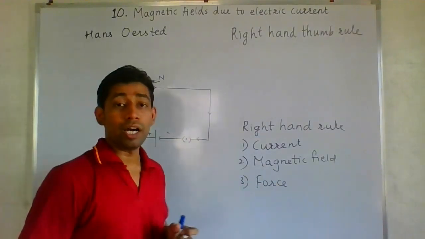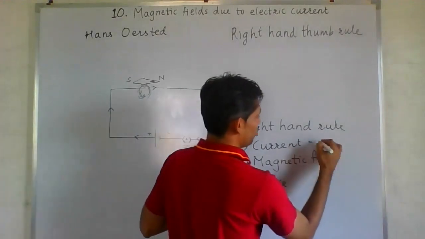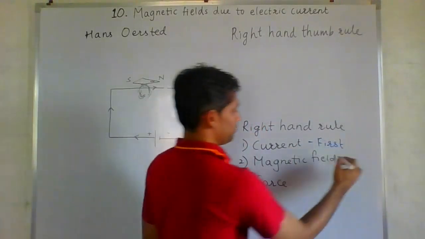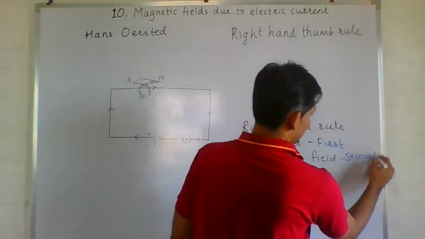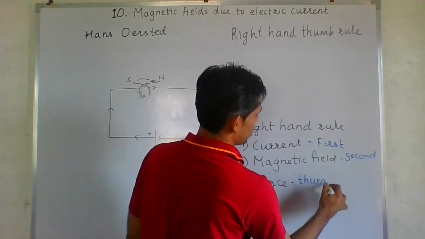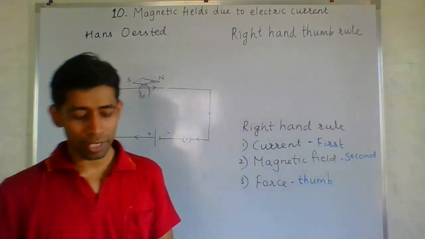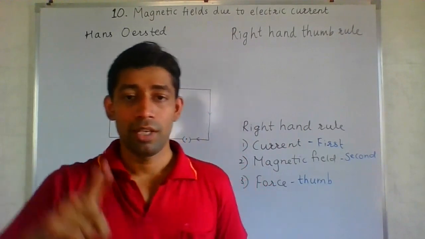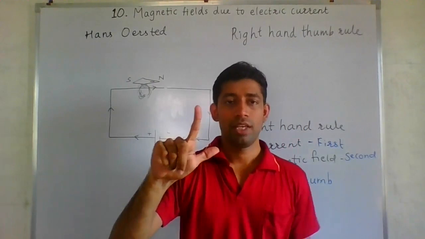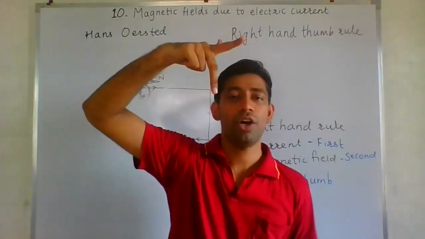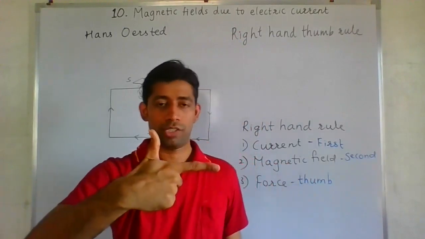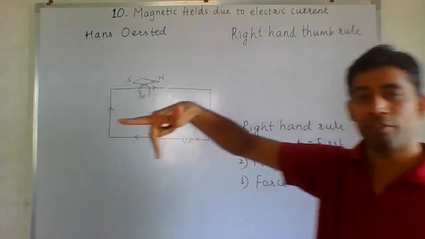Okay, so current is denoted by your first finger, magnetic field by your second finger, and force by your thumb. Okay, so let's try to understand. First finger, this is your current. Second finger, this is your magnetic field, and thumb, this is your force. Correct. So this would be the perfect position.